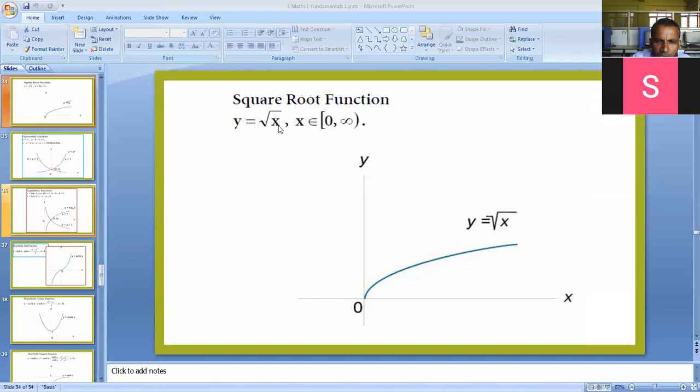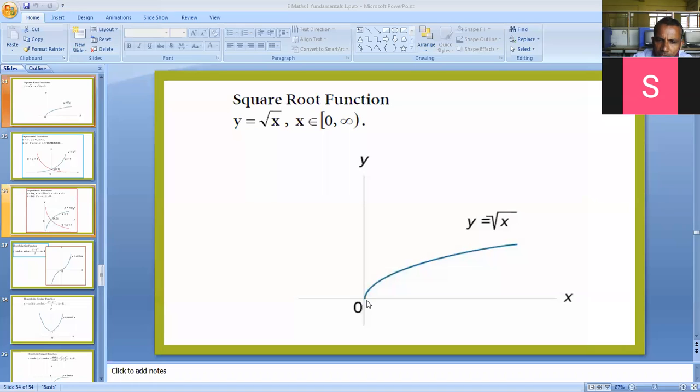For example, x is 0, y is 0. X is 1, y is 1. Then if you take x as 4, y is equal to 2. And all points have positive coordinates. Am I right? Definitely these all will lie in the first quadrant.